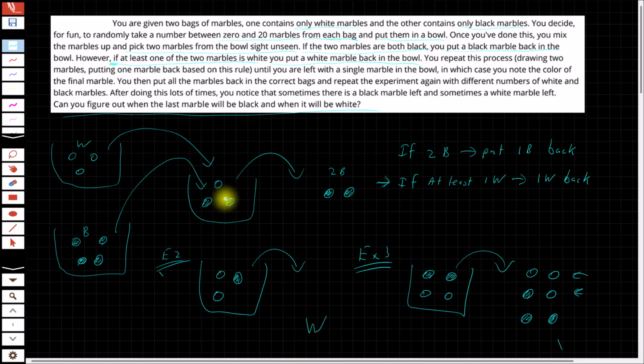If we were to fill our bag with at least one white marble. If we were to fill this bag only with black marbles, so we didn't draw any white marbles out of the white container, we only drew the black marbles into our bag, the last marble is of course going to be black. But if we have at least one white marble in this bag that we draw from, using this set of rules here, and because we only have to have one white marble in the bag, the last marble in the bag will always be white.